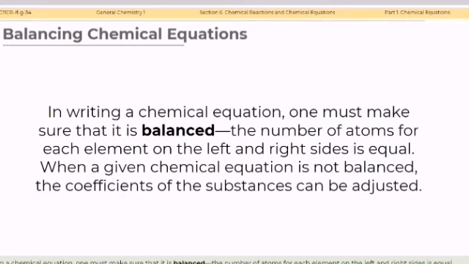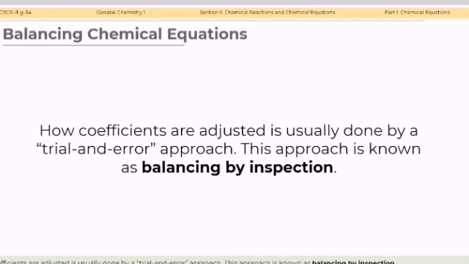In writing a chemical equation, one must make sure that it is balanced. The number of atoms for each element on the left and right side is equal. When a given chemical equation is not balanced, the coefficient of the substance can be adjusted. How coefficients are adjusted is usually done by a trial and error approach, also known as balancing by inspection.